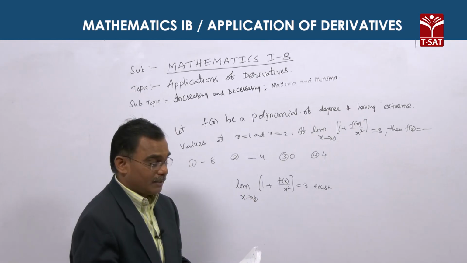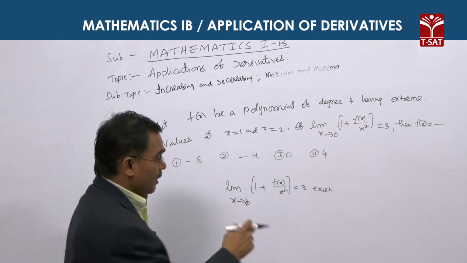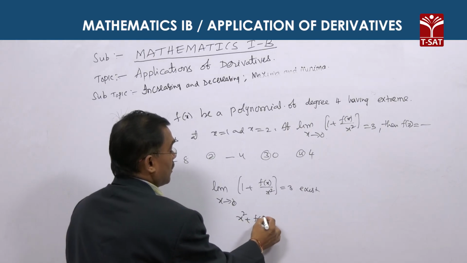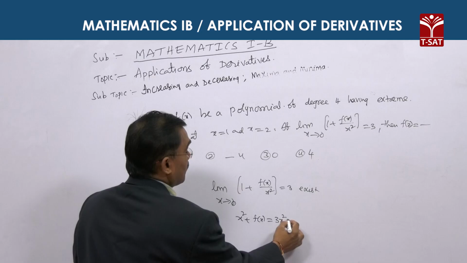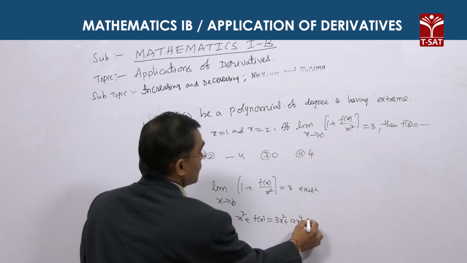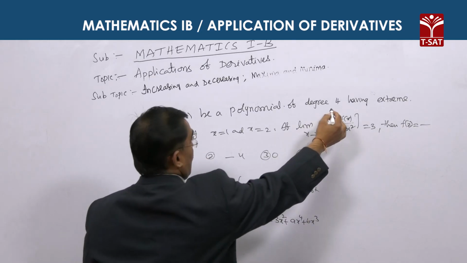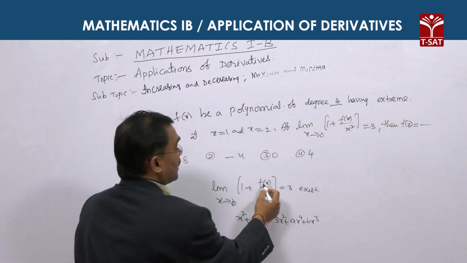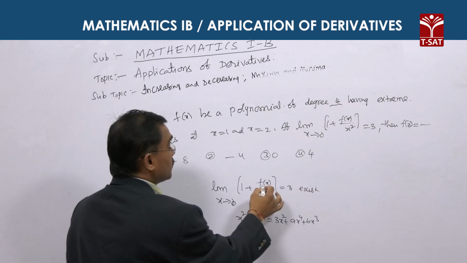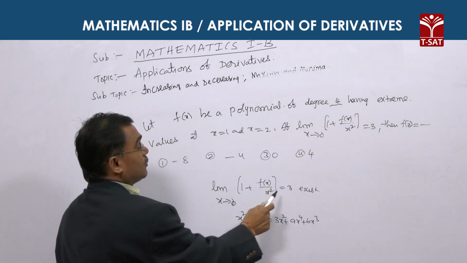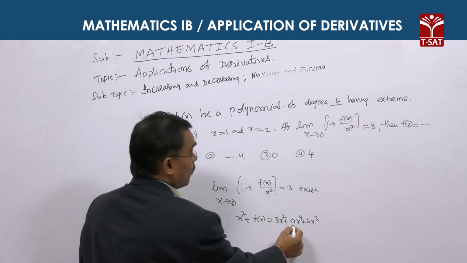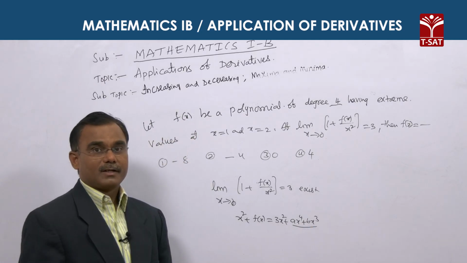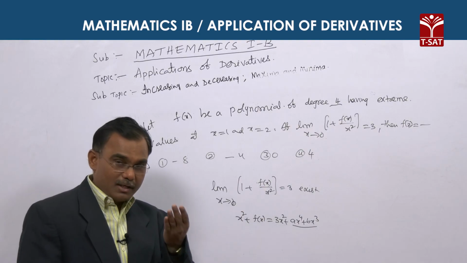Limit x tends to 0 exists means, so what is in the denominator? There is no x. That's why, simplifying, x square plus f of x is equal to 3x square plus ax power 4 plus bx cube. Why? The polynomial is of degree 4. You take the x square function, x square will be cancelled. The constant is appearing, but at x tends to 0 the constant is already given. That's why only ax power 4 plus bx cube remains. This is the important thing. Why? Given polynomial of degree 4.